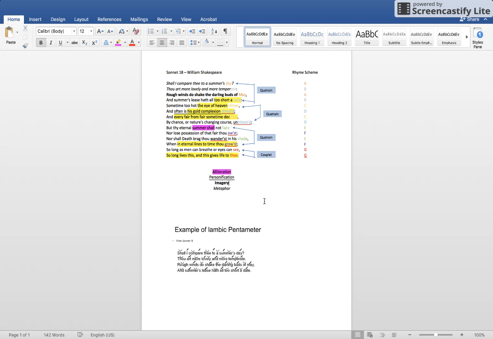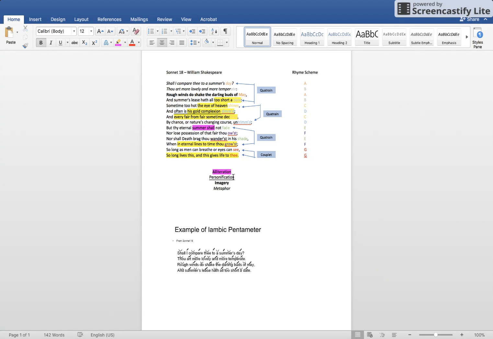And then I have a few things here that we have been talking about in our lessons previously. We've got alliteration, which is repetitive starting sounds here. So "summer shall," that is highlighted there, but "thy eternal summer shall not fade." Summer shall, the S and the S is the alliteration there.